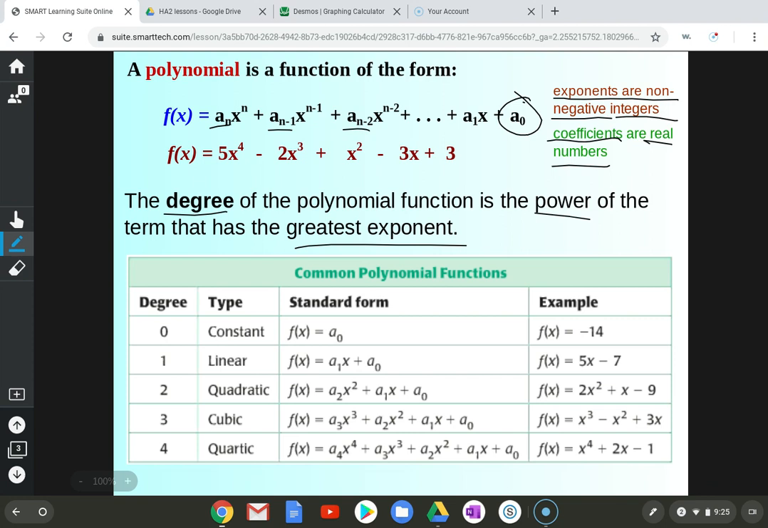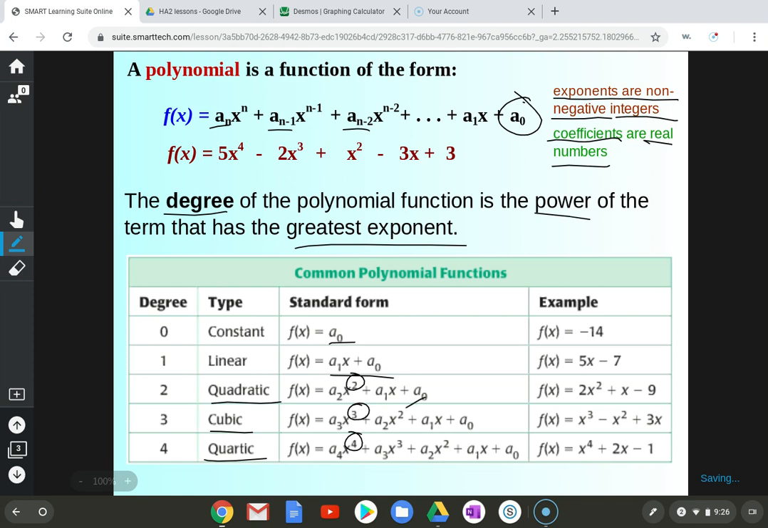All right, so we just did a very similar table on the previous screen. A constant function just has a number in it. A linear function, constant is a type of linear, but that's okay. A linear function traditionally has an x to the first, and then maybe a constant after it, like y equals 5x minus 7. Quadratic would be a degree of 2 or an x squared, cubic degree of 3 or an x cubed, and quartic degree of 4 or an x to the fourth.